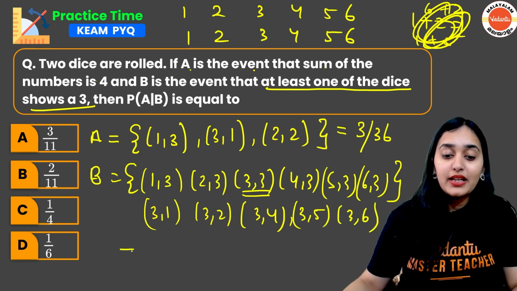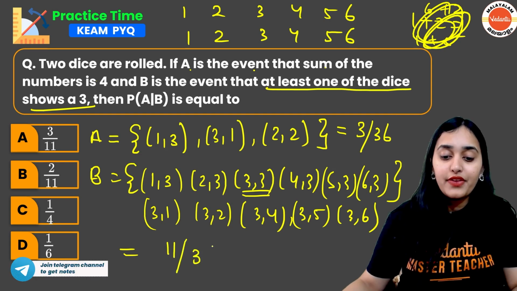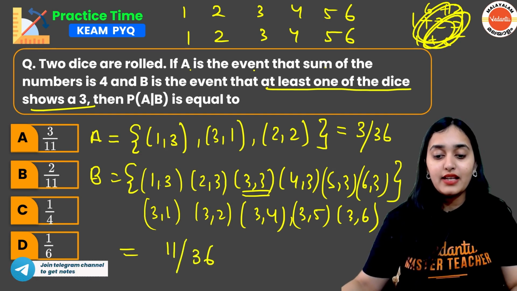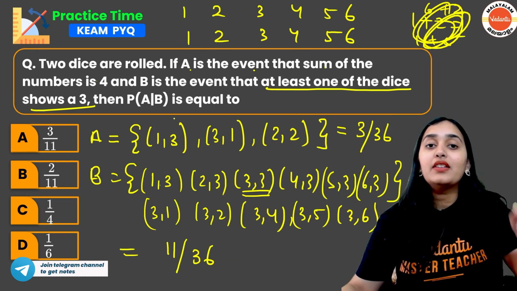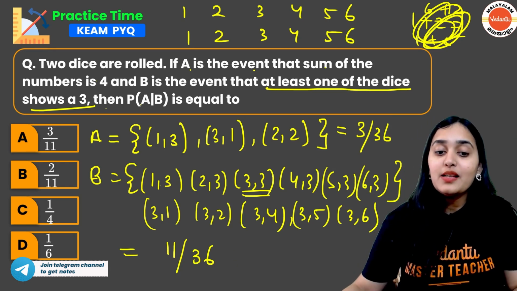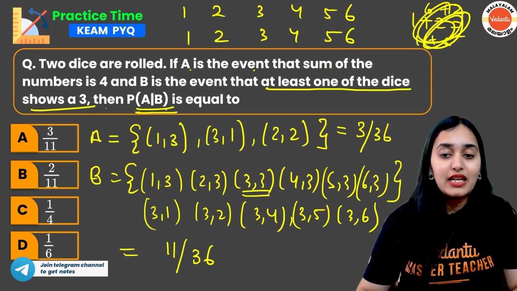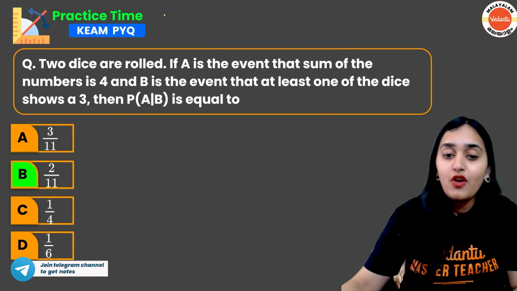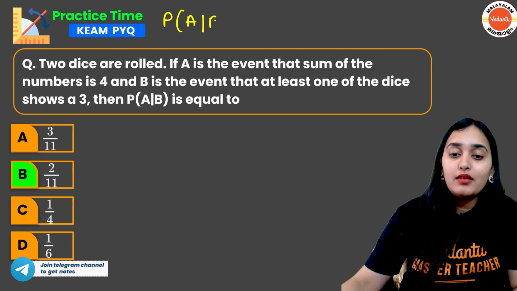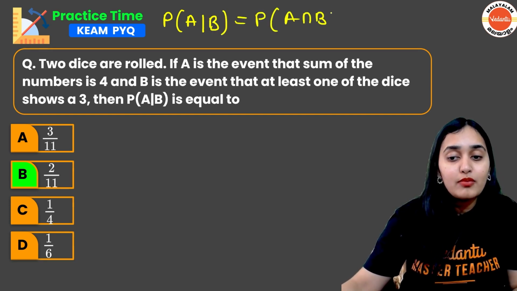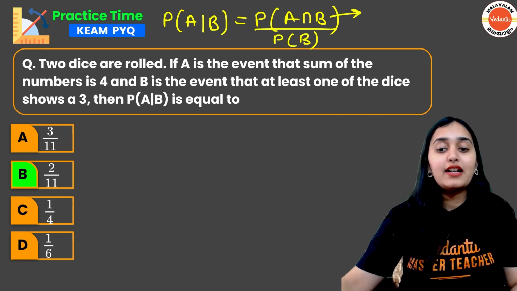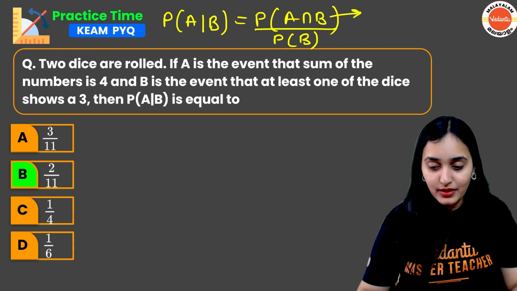So total how many outcomes? 11 out of 36. 1, 2, 3, 4, 5, 6, 7, 8, 9, 10, 11. 11 out of 36 are possible. Now they are asking you, what is the probability of A given B? What is the conditional probability formula? A given B is probability of A intersection B upon probability of B. So first we need to find out what is A intersection B.